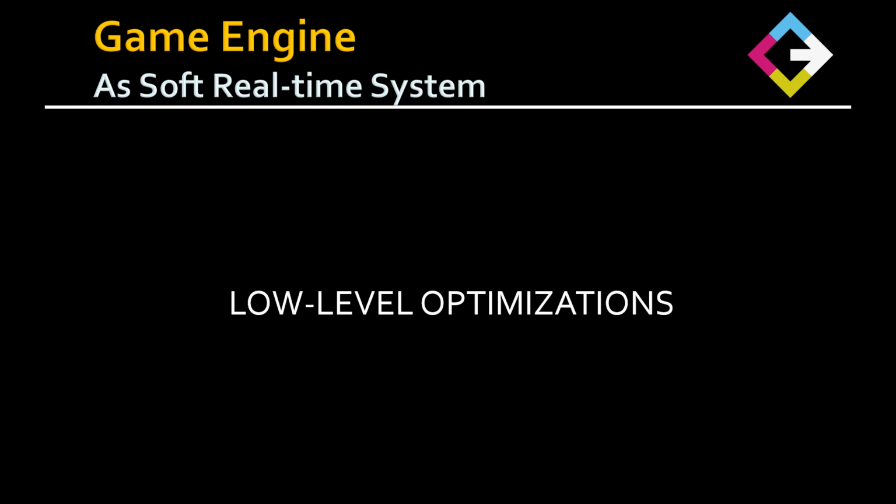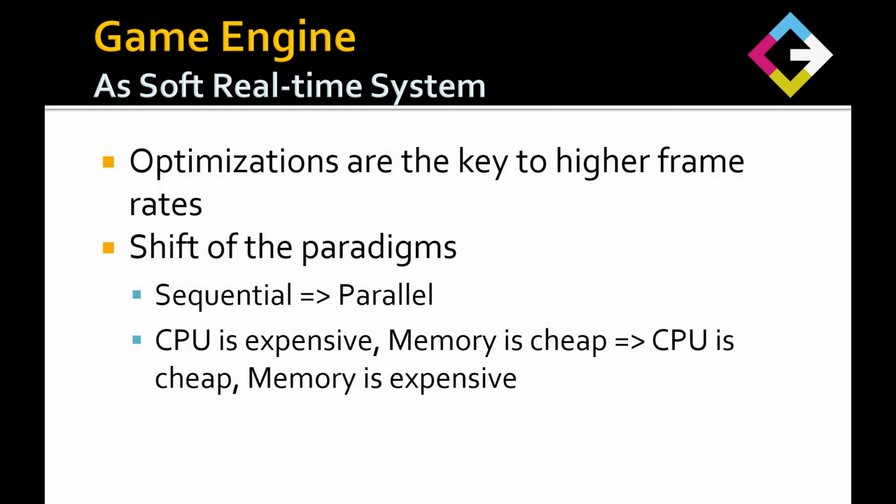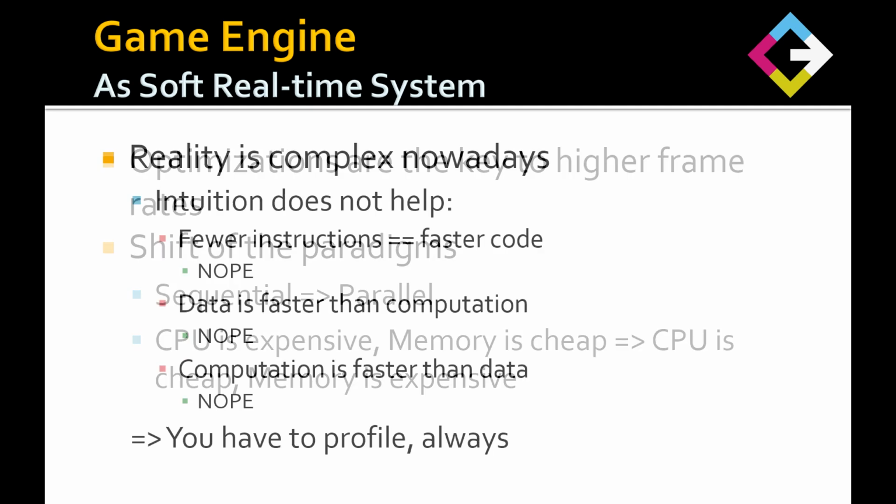Then, a good engine is certainly an optimized one. Optimizations are the key to higher frame rates. There are some rule of thumb how to achieve that. Not really. Previously, like in 90s, it was easier. You had single-threaded game engine, CPU was expensive, memory was cheap. Now CPU is kinda cheap and memory is expensive, so it's harder to utilize CPU completely.